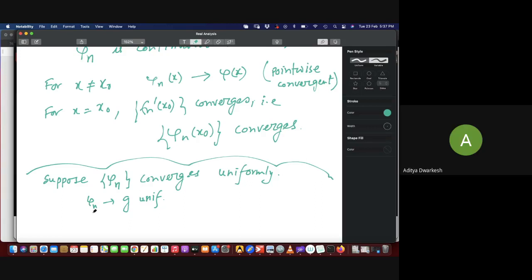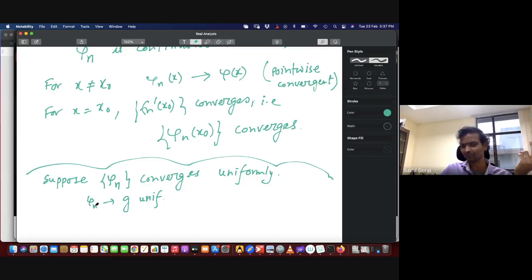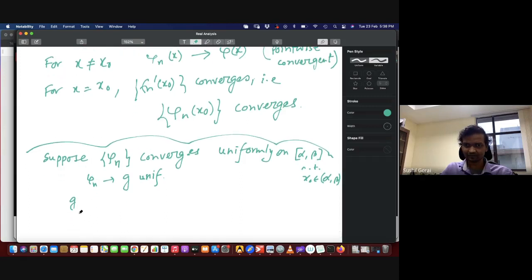Yeah, it should be, because the uniform limit of continuous functions is continuous. Right? Converges uniformly where? On [alpha, beta] such that x naught belongs to the open interval (alpha, beta). x naught is an interior point. We can always make that so. Right? So G will be continuous. Then G is continuous, right?